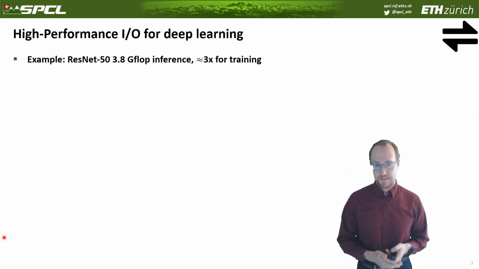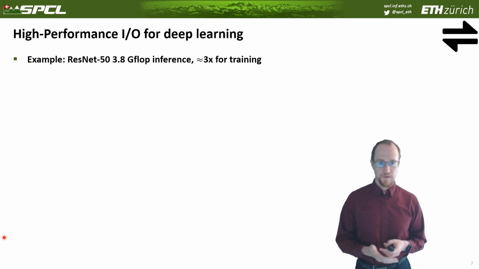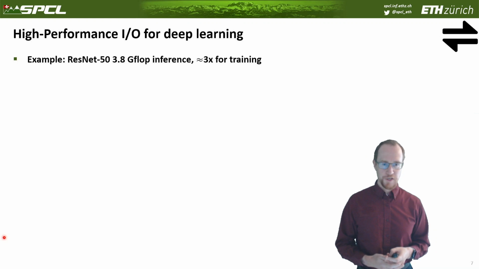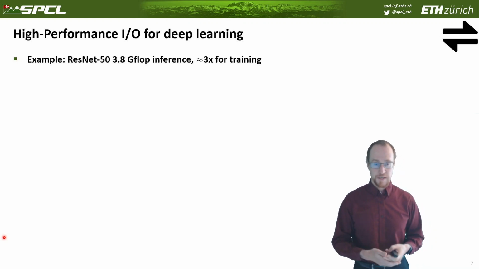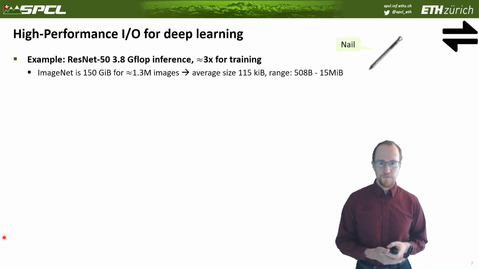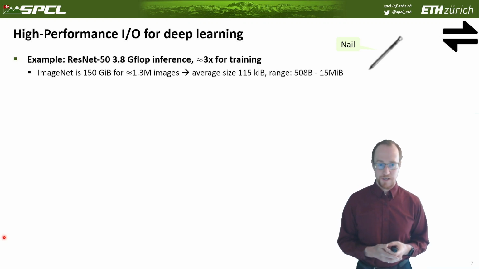Let me just go through an example, ResNet-50, a relatively small model. We need about 3.8 gigaflops for a single inference and three times as much for training, because of course we need a full forward pass, and then the backward pass is about twice as computationally expensive, to compute the gradients and apply the gradients, as well as forwarding the errors to the next layer. If you look at ImageNet, which is the default data set there, it has about 150 gigabytes of raw image data, of course compressed, as 1.3 million images.